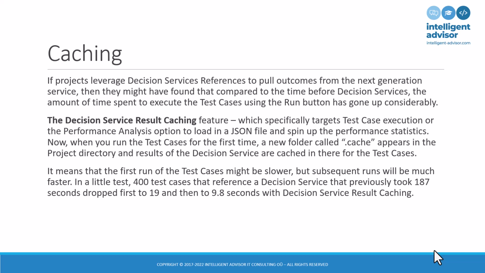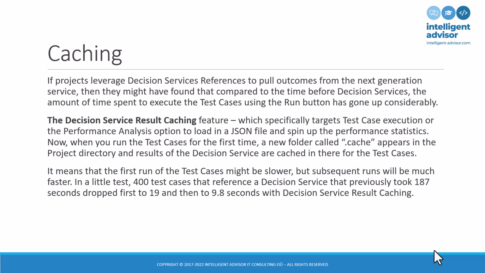First of all, caching. So the idea of caching is for one specific context. If you have Oracle Policy Modeling projects that reference decision services to pull outcomes from the decision service, then you might have found that if you use the attributes that are being retrieved from the decision service in a test case, the time spent to execute the test case increases. This is entirely logical because a test case that calls a decision service reference needs to talk to the internet and go and execute the decision service in order to get the expected or actual value that you're going to see in your test case.